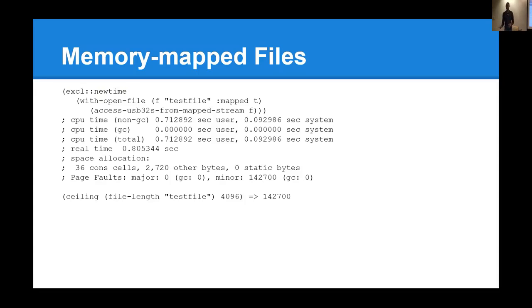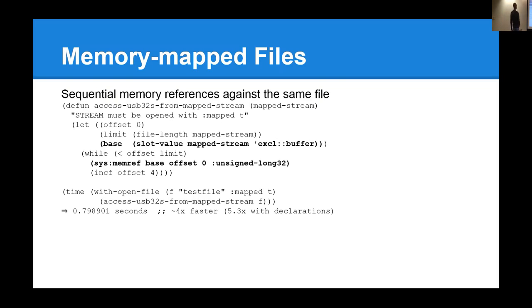Anybody have any questions? Okay. So given the size of the file, it takes 142,000 page faults to read it. Any sense how it relates to if you wrote that in C code, do that same loop? It would be very close. If I added the declarations, if I declared the type of offset, it would be very close. Our compiler's really good. It would generate very good code.